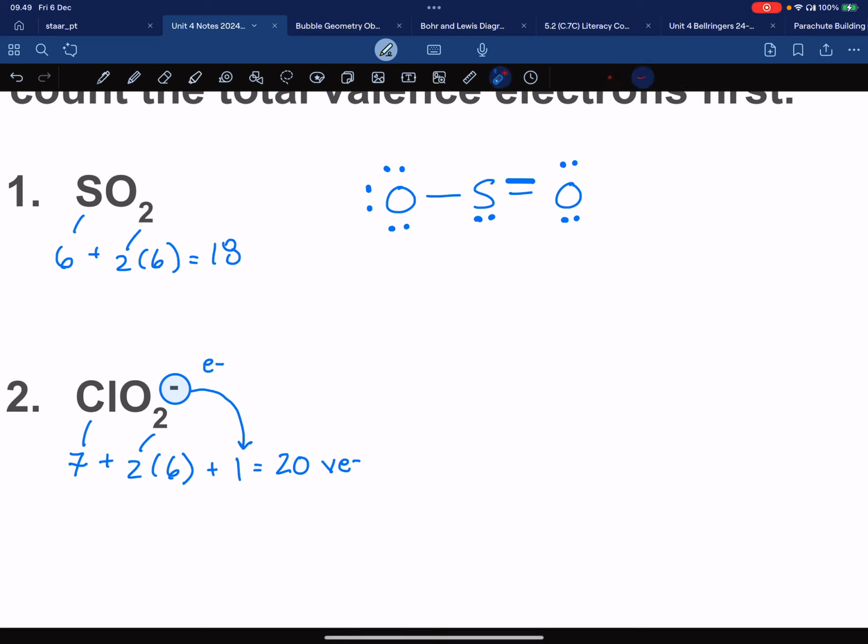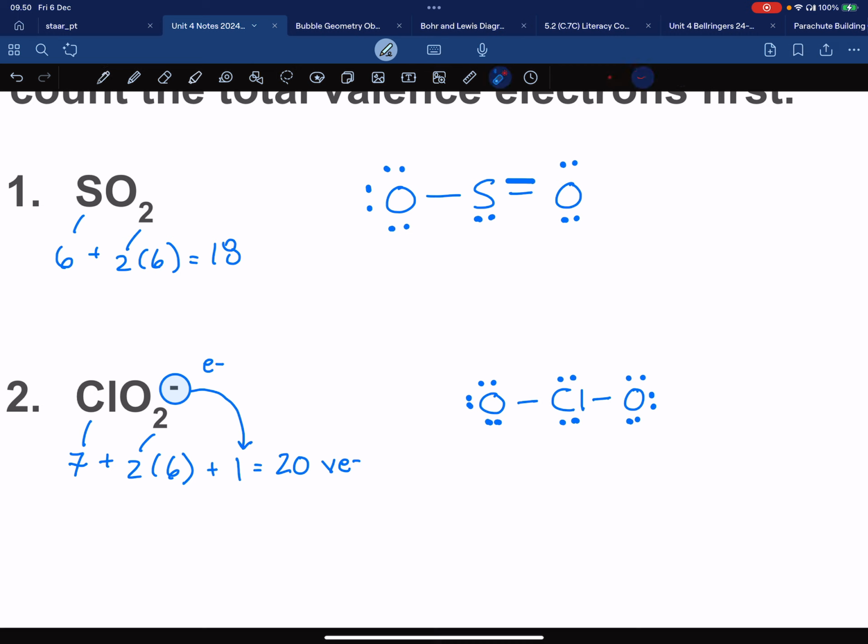Now, I've only got 1 chlorine, but I've got 2 oxygens. So I'm going to put chlorine in the middle, and I'm going to join it to the 2 oxygens. Now, I've used 4 electrons, so I'm going to add until I get 20. Last time, I started here and went around that way. So this time, I'm going to start here and go around the other way. It doesn't matter. You just need to start on a terminal atom and fill it up completely. So, 2, 4, 6, 8, 10, 12, 14, 16, 18, 20.